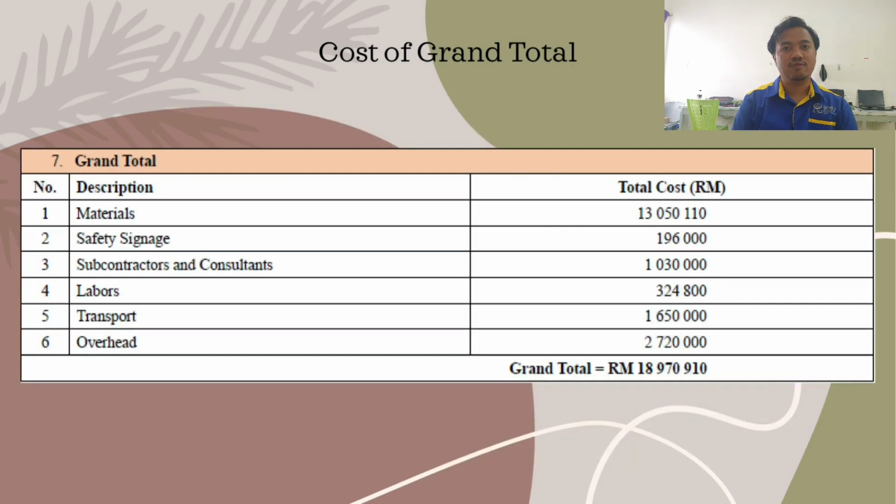Lastly, cost of grand total, which is total for overall cost of this project. Total is 18,970,910 ringgit Malaysia. That's it for me.